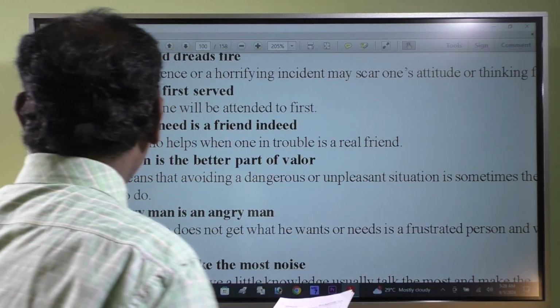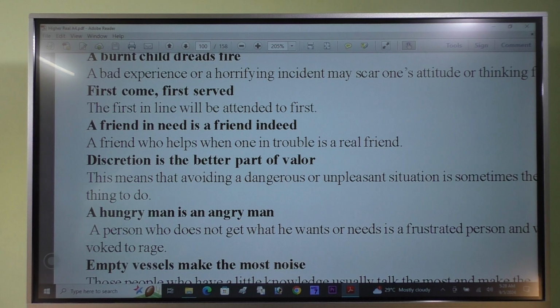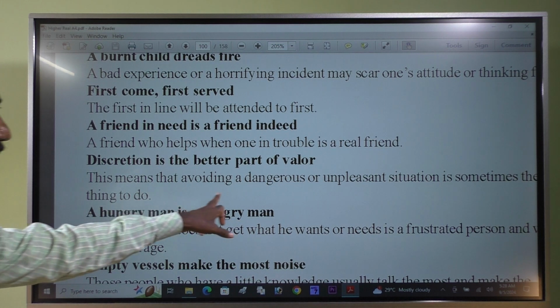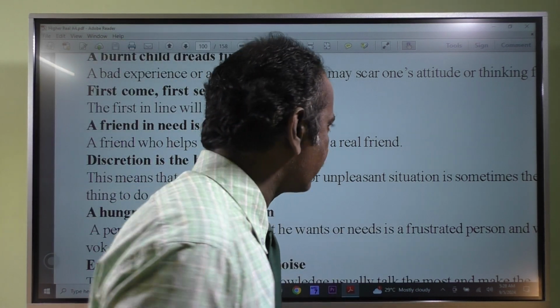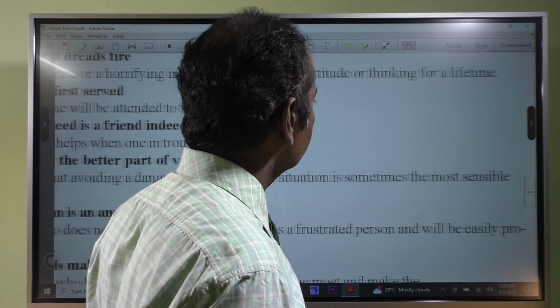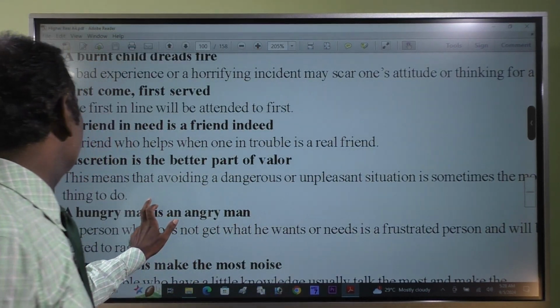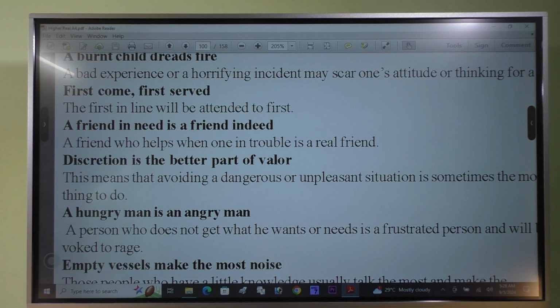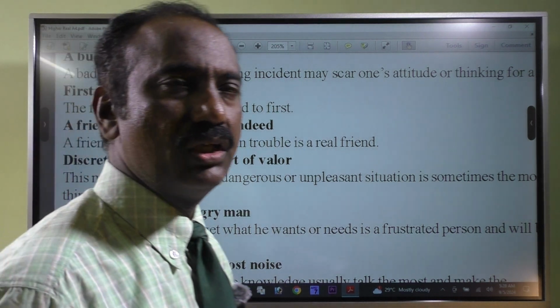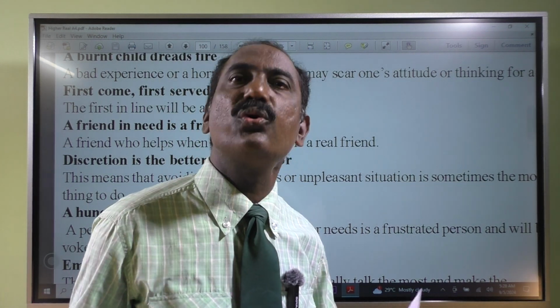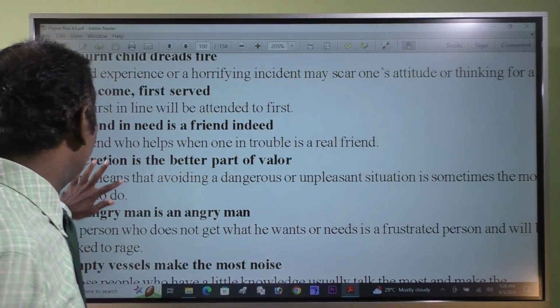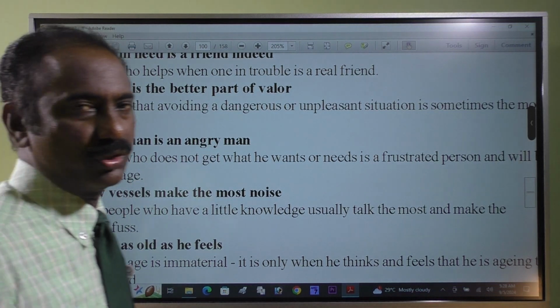That is the meaning. And discretion is the better part of valor. This means that avoiding a dangerous or unpleasant situation is the most sensible thing to do. Yes, avoiding dangerous or unpleasant situation. We shouldn't show unnecessary valor or heroism.